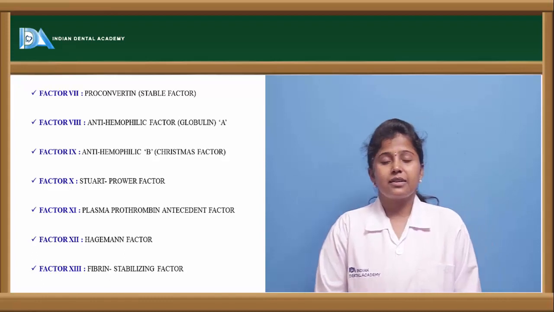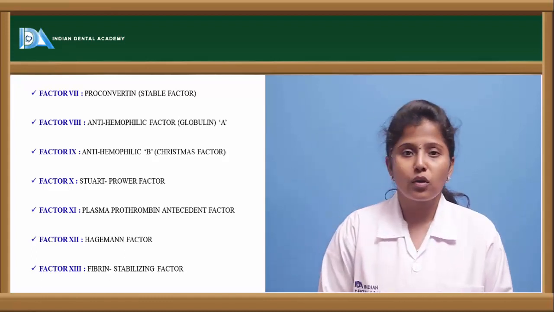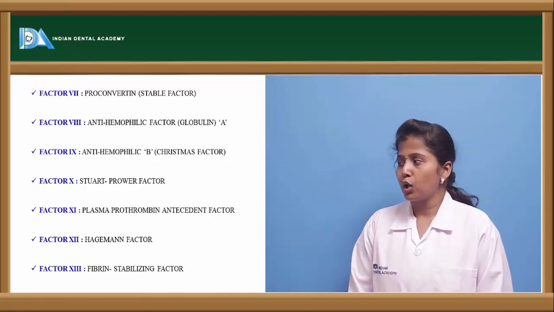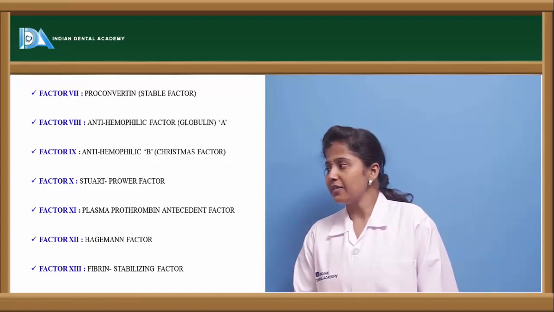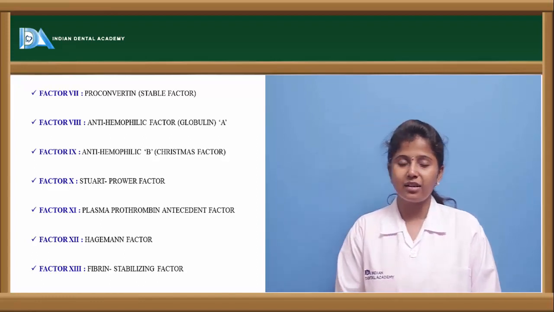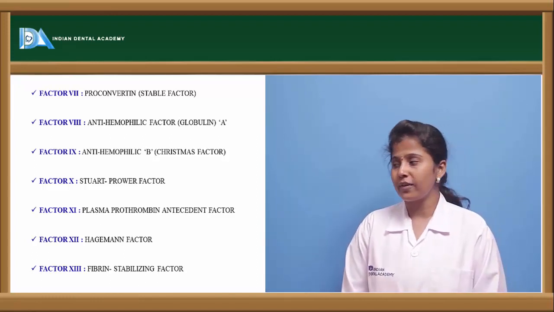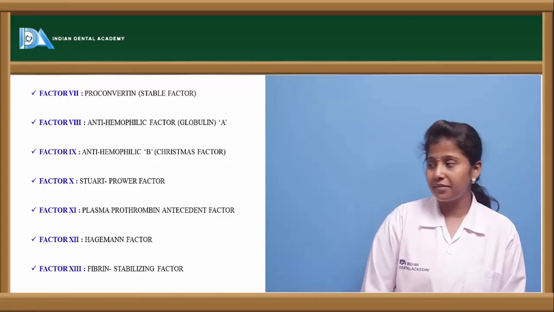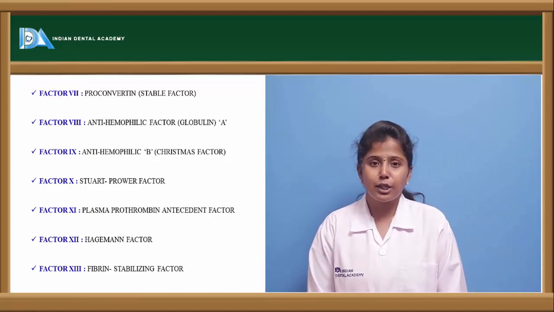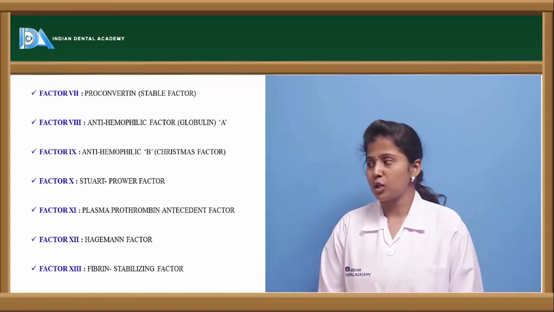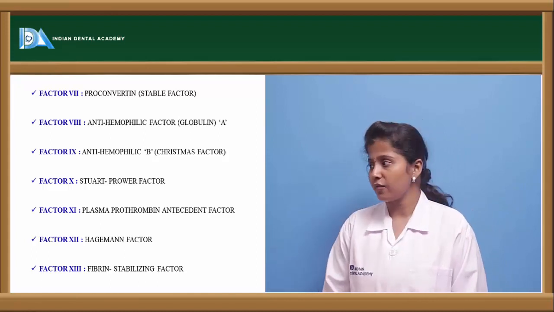The 7th factor is proconvertin, which is also called stable factor. Factor 8 is antihemophilic factor or globulin factor. The 9th factor is antihemophilic factor B, which is also called Christmas factor. Factor 10 is Stuart-Prower factor. Factor 11 is plasma thromboplastin antecedent factor. Factor 12 is Hageman factor, and factor 13 is fibrin stabilizing factor. All these factors aid in clot formation.